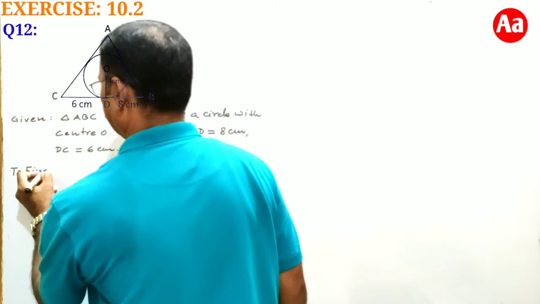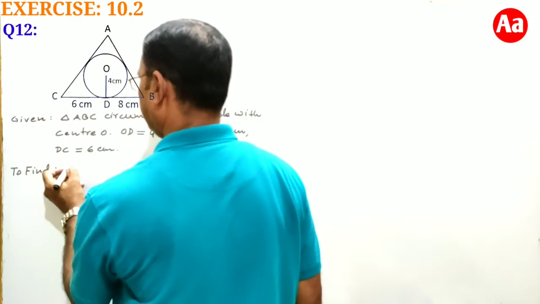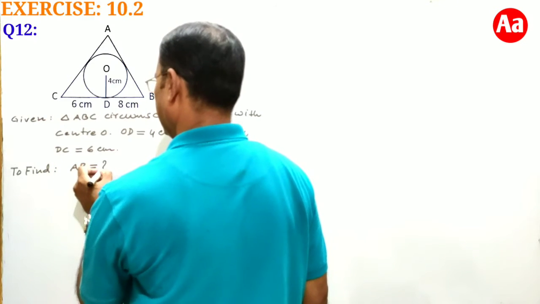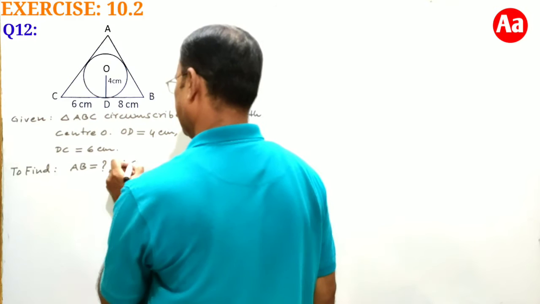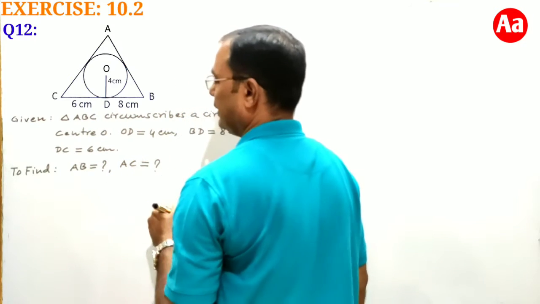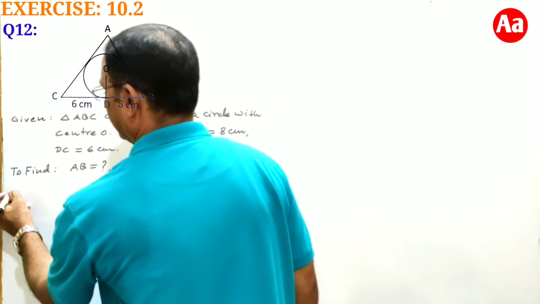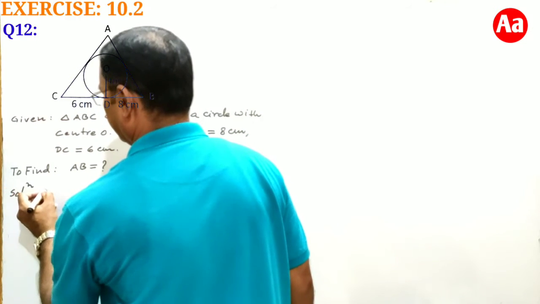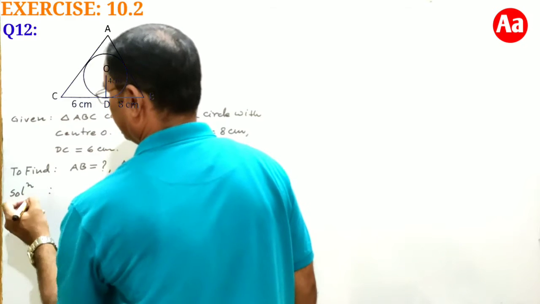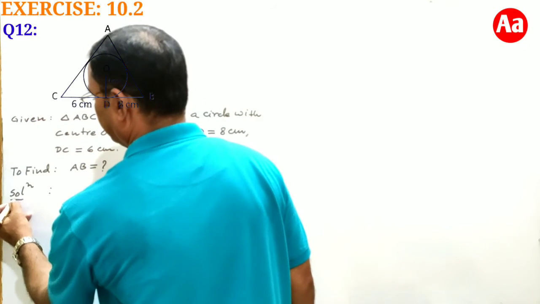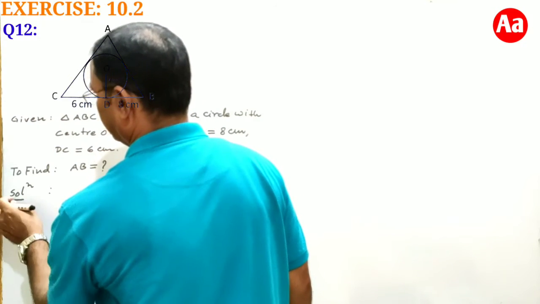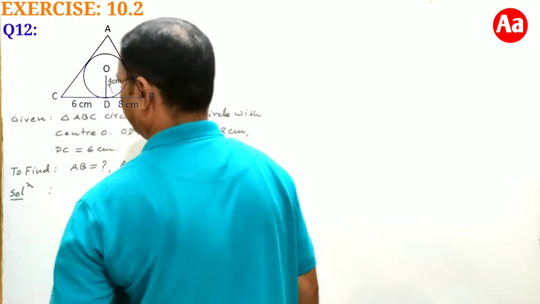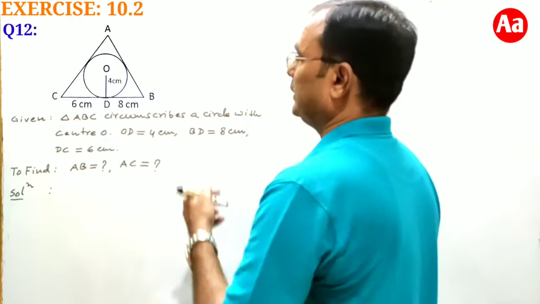To find side AB and AC of triangle ABC. Solution: now see the figure.